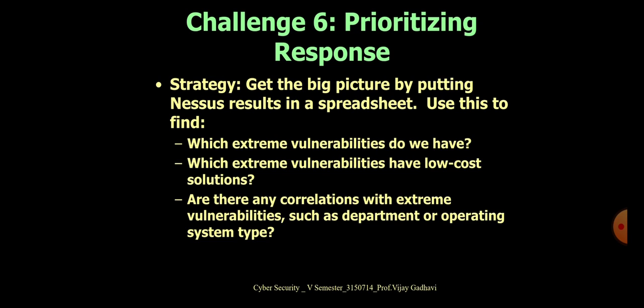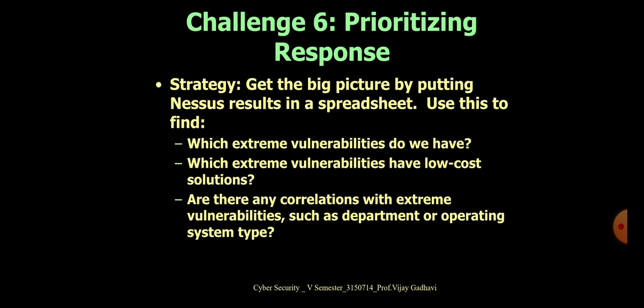At the last session of cybersecurity, we learned many challenges in vulnerability assessment and network scanning. We will see the next challenge, number 6, which is prioritizing response. The main strategy is to get the big picture by putting Nessus results in a spreadsheet. Use this to find which extreme vulnerabilities we have.